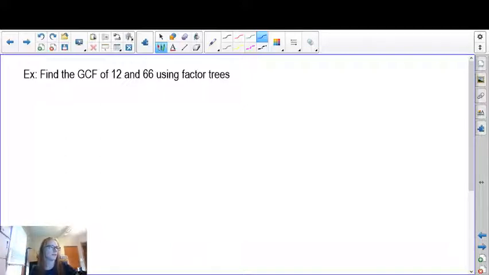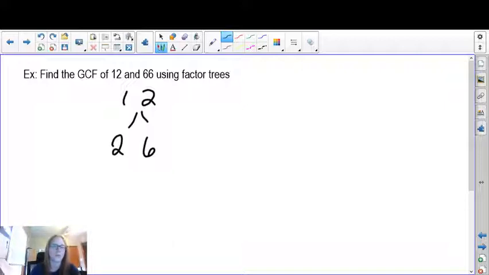All right, greatest common factor of 12 and 66 using trees. Well, we just did 12. Let's try it a different way, just so you get used to saying, hey, there's not one exact way to do it. Some people try and go after different ways, so I'm going to try something different as well.